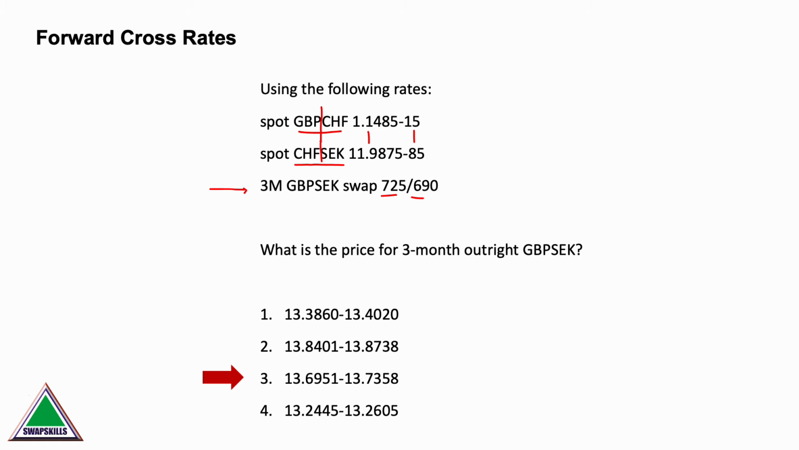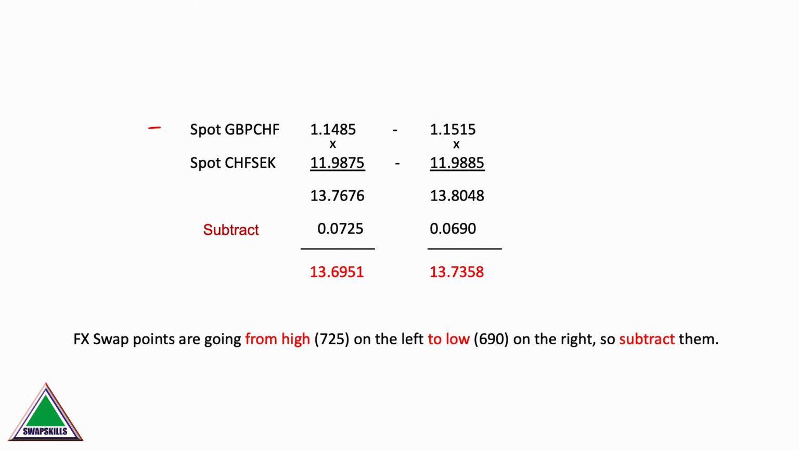How do we get there? I said that if you take the two spot quotes, and you can see the Swiss franc is a base currency on one side but not the other, you simply put the two quotes above each other, multiply the bid side by the bid side, like that, and the offered side by the offered side, or the ask side by the ask side. And we get the two-way quote on spot quote for sterling versus Swedish krona. We said we subtract the forward points, or the swap points, because it's going from a high number, 725 on the left, to a low number, 690 on the right. And that's how we end up with our forward cross rate. So, sounds difficult, it's really straightforward.